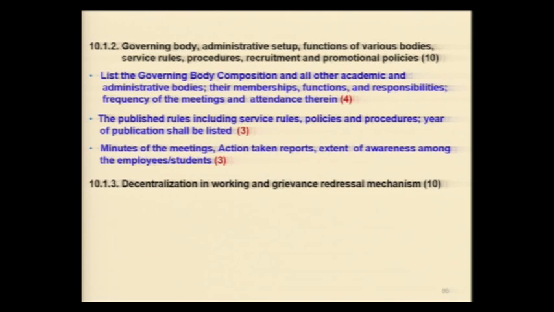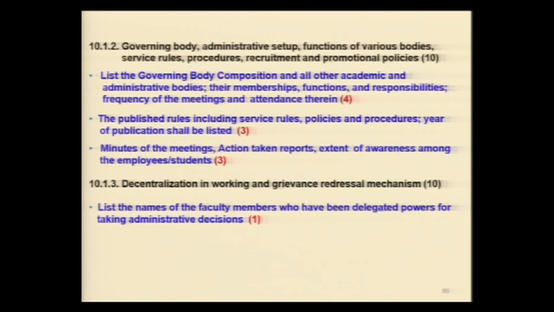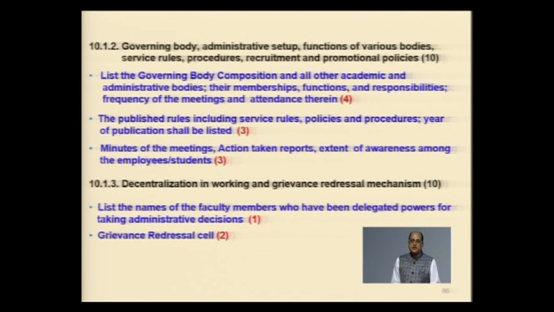Decentralization in working and grievance redressal mechanism. This is in terms of how the program and institution actually make faculty members responsible for some of the activities, and how those delegated powers are actually given to the faculty members. If you look at the evaluation guideline, it has been explicitly told that under this decentralization, they should look at one sample for each year of assessment in terms of effective implementation, so that it is not only on paper but is also in effective implementation. Grievance and redressal mechanism and how effectively they have taken actions.